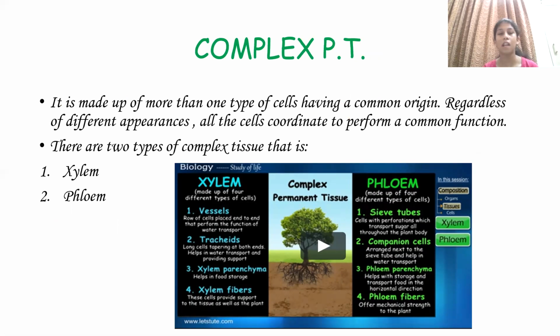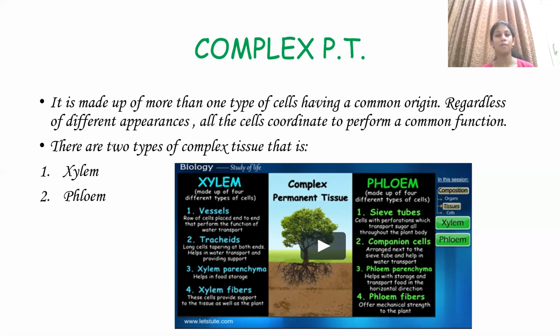Coming to the next type of permanent tissue, that is complex permanent tissue or complex PT. It is made up of more than one type of cell having a common origin regardless of different appearances. All the cells coordinate to perform a common function. In simple permanent tissue, they have similar cells which perform a similar function and have similar features. But in complex permanent tissue, they are made up of many types of cells, they look different from one another.